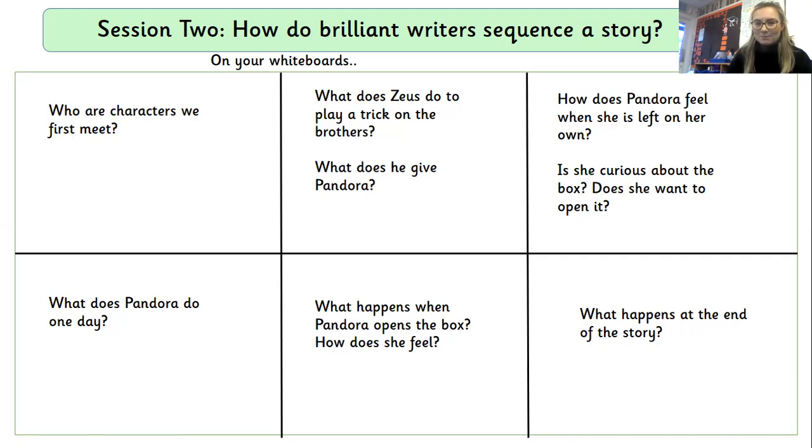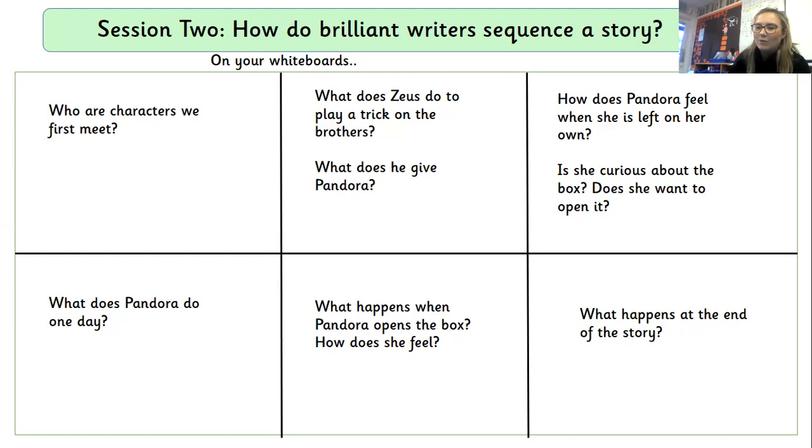Okay, in the next box then, it says, what does Zeus do to play a trick on the brothers? Now he does something that's a little bit mean. What does he do? He creates Pandora, doesn't he? But he doesn't create her for a very nice reason. He creates Pandora and gives her a box, and he says a box that we must never open. So I want you to write something about that in the second box, please.